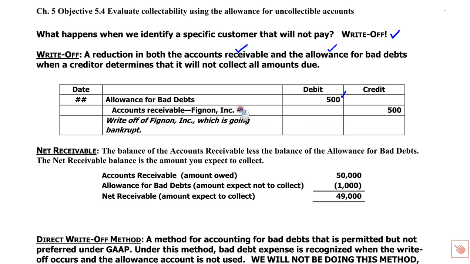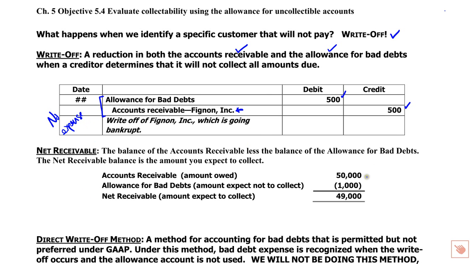And I'm specifically identifying Fignon just to make it a little more particular. If I just put accounts receivable, that would be fine for a financial accounting course. But just to emphasize that for the write-off, we have identified a specific customer that's not going to pay us. Okay? But what's very important to notice here is that there is no expense. When the write-off occurs, there's no expense under the allowance method.